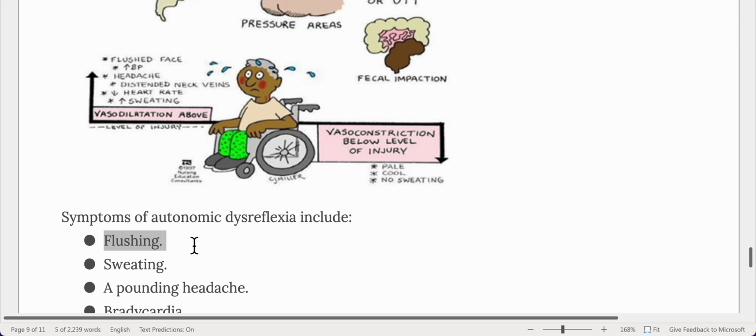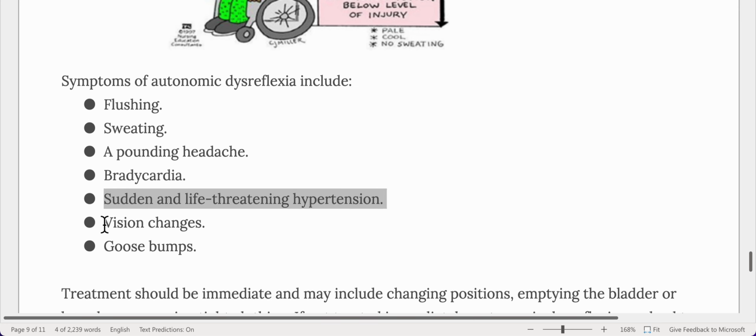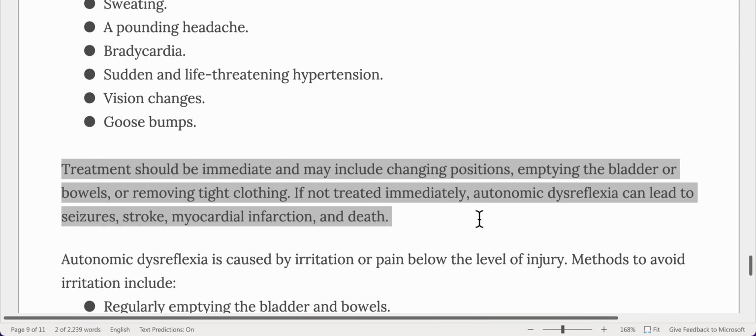Symptoms of autonomic dysreflexia include flushing, sweating, a pounding headache, bradycardia, sudden and life-threatening hypertension, vision changes, goosebumps. Treatment should be immediate and may include changing positions, emptying the bladder or bowels, or removing tight clothing. If not treated immediately, autonomic dysreflexia can lead to seizures, stroke, myocardial infarction, and death.